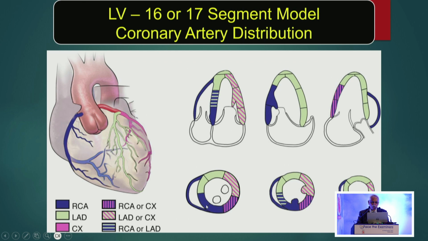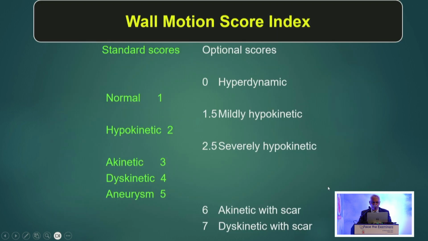There will be some overlapping and differences in the area of blood supply of the right coronary artery and the circumflex artery. There will be some variation depending upon which one is dominant, etc. And we can give a scoring.